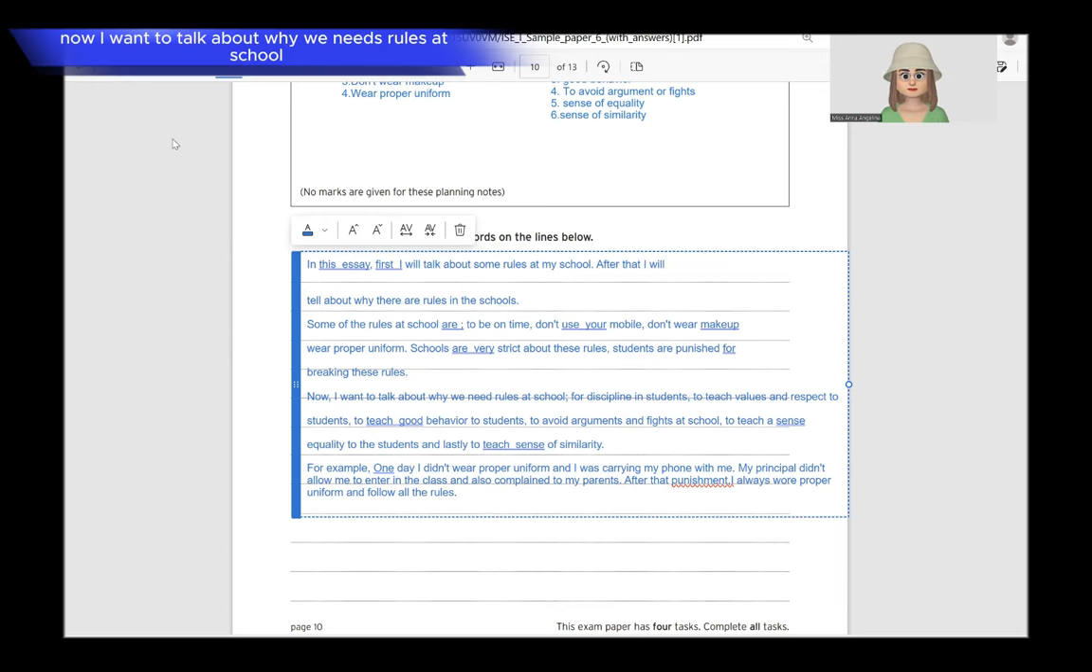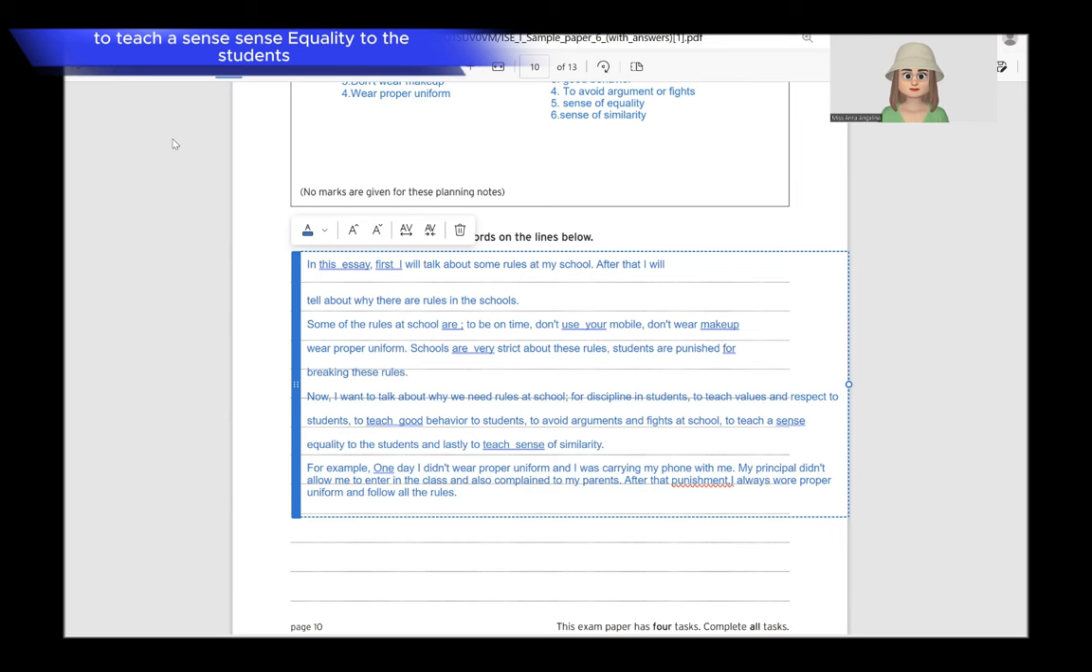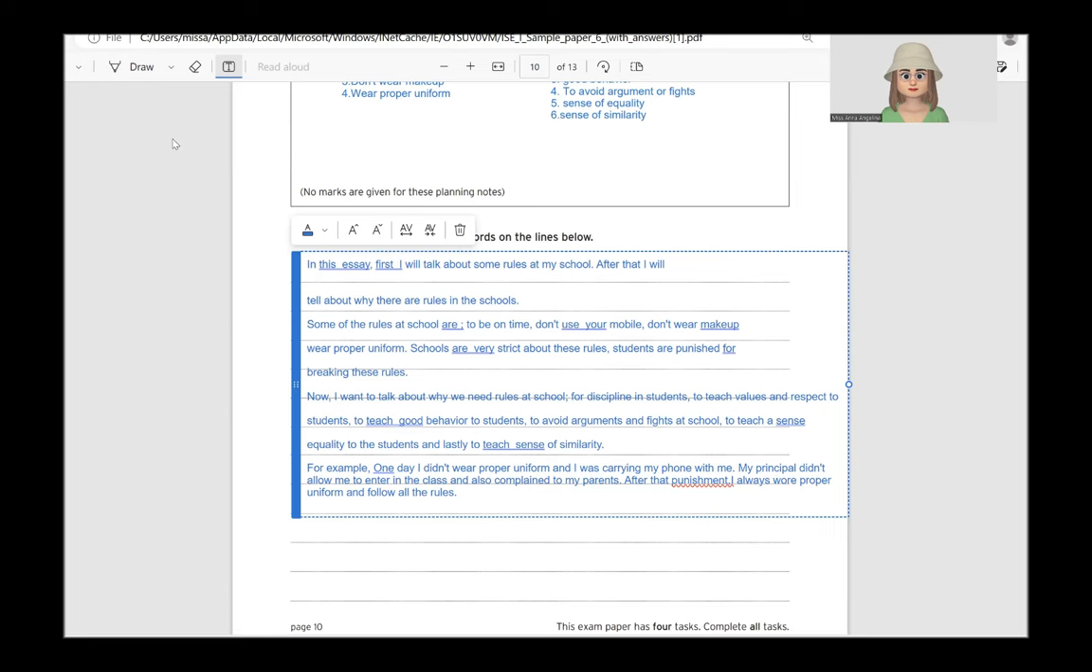Now, I want to talk about why we need rules at school: for discipline in students, to teach value and respect to students, to teach good behavior to students, to avoid argument and fight at school, to teach a sense of equality to the students, and lastly, to teach a sense of similarity.